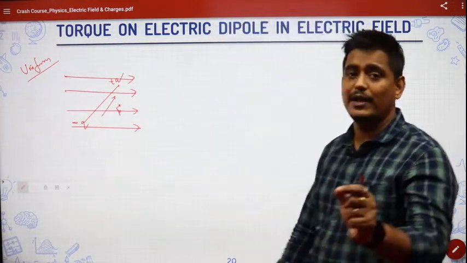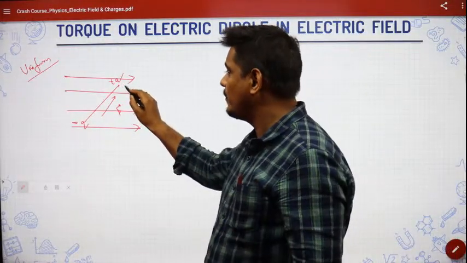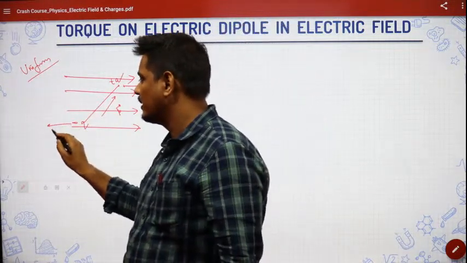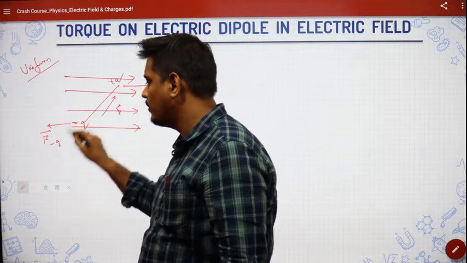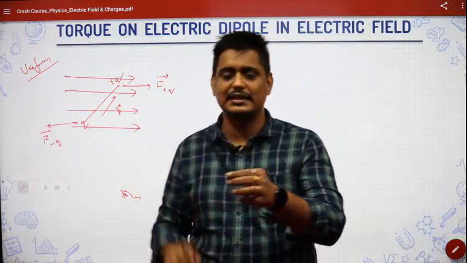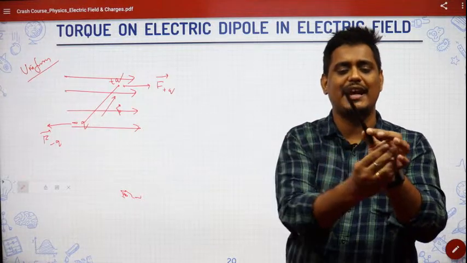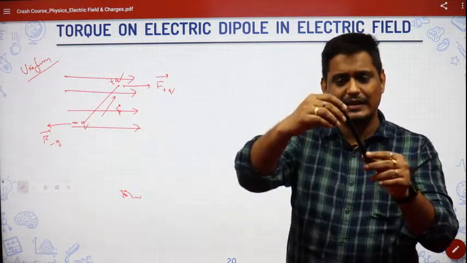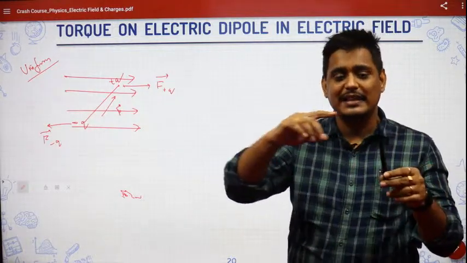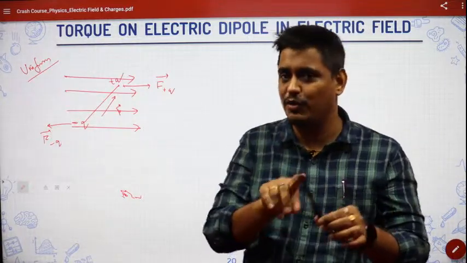What will happen? We know very well, any charge in an electric field will be subject to a force, F is equal to qE. For plus q, it will act in this direction, F of plus q, and for minus q, it will act in this direction, F of minus q. Now you have to find the torque acting on it. Two forces acting at opposite ends, equal and opposite, will make it rotate. The net translatory force will be 0, but torque will be there, which you learned in 11th class itself.